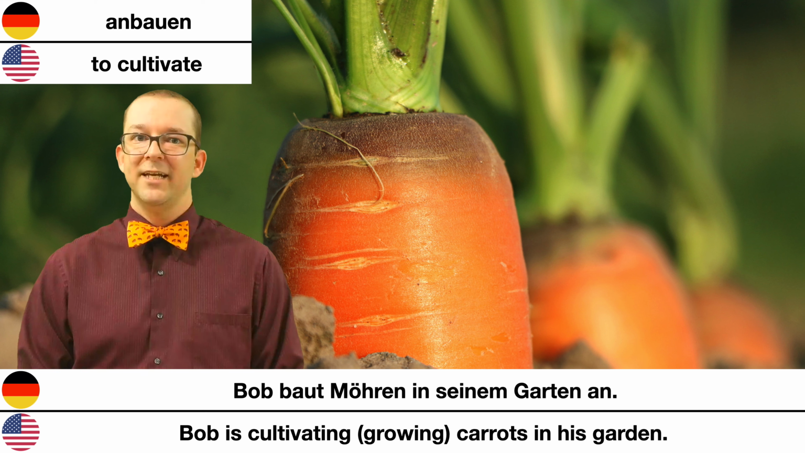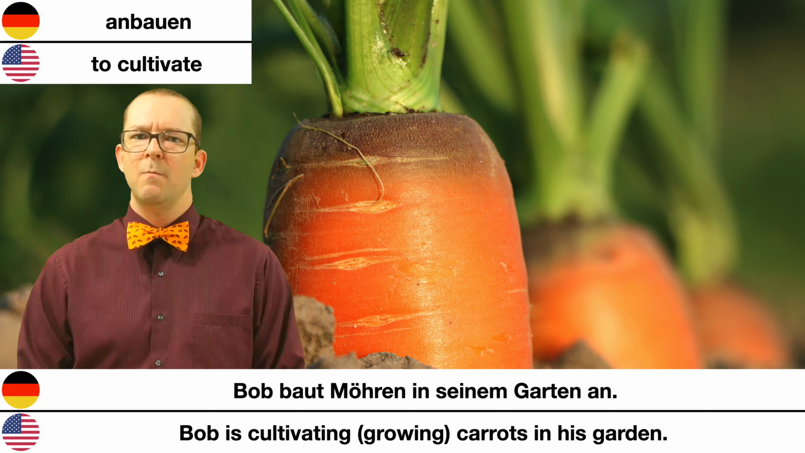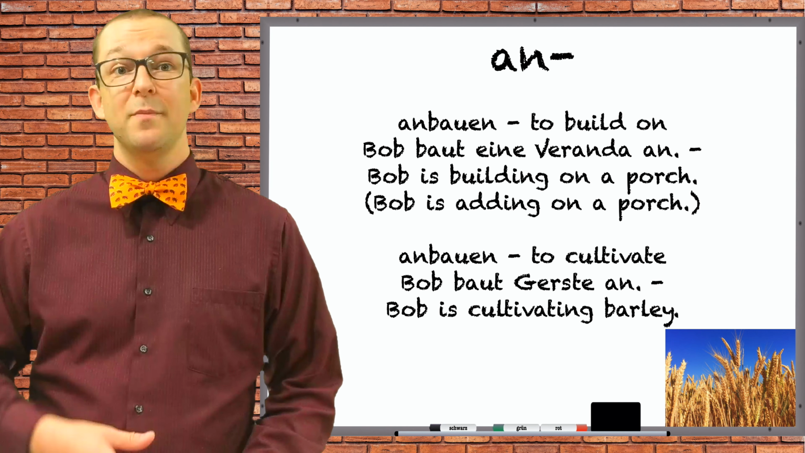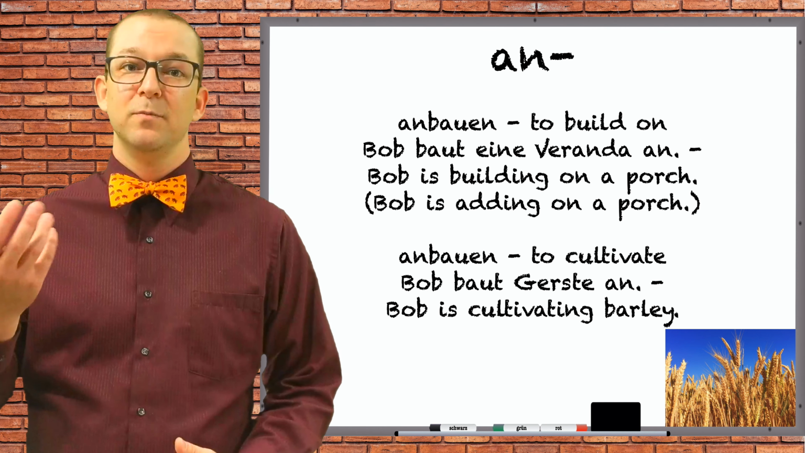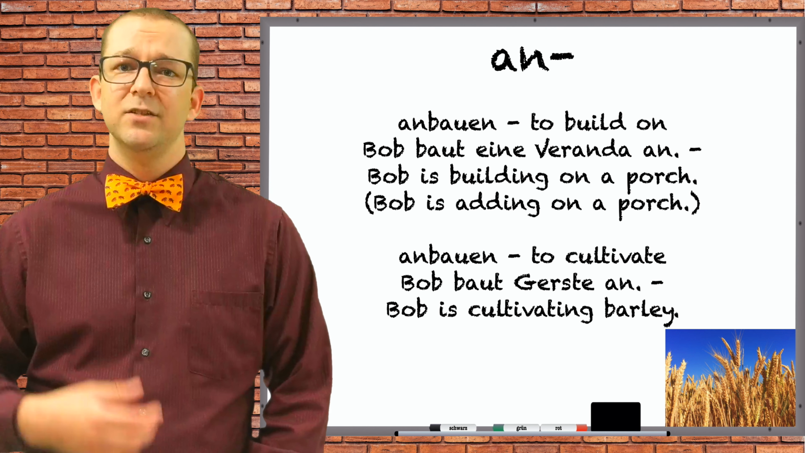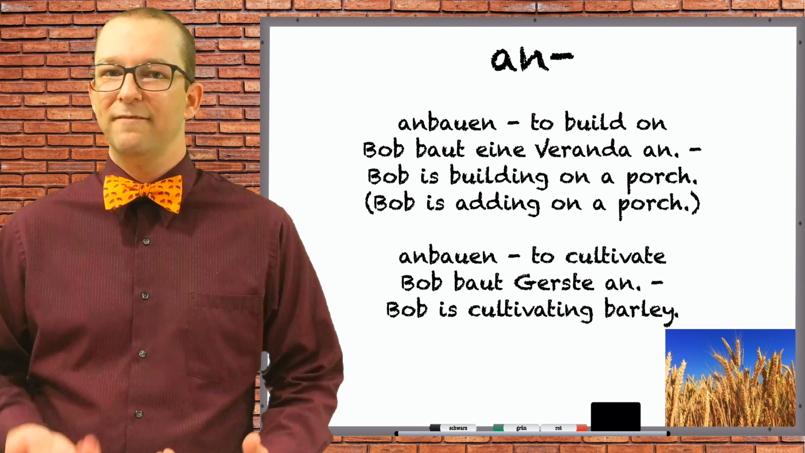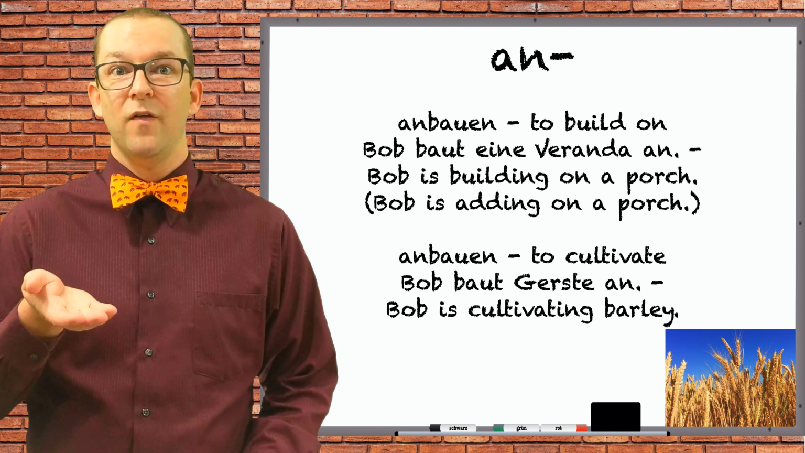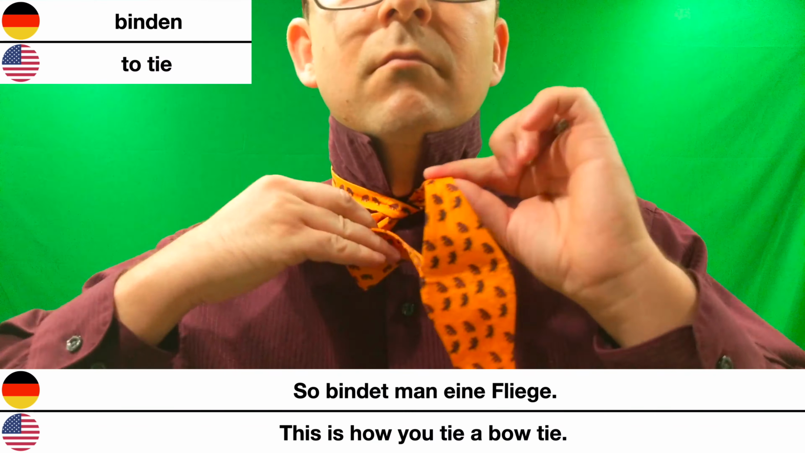Anbauen, to cultivate. Bob baut Möhren in seinem Garten an. Bob is cultivating or growing carrots in his garden. This verb has two uses. It can be used in a more literal sense and simply take the verb to build and add in the preposition on, but its more common meaning is to grow or cultivate. While at first glance this translation doesn't quite fit, think of what you're doing when you plant or grow something. You build it on the earth. That's what cultivating is.